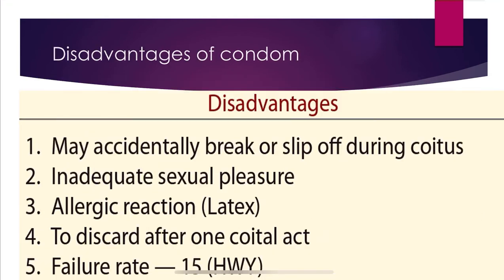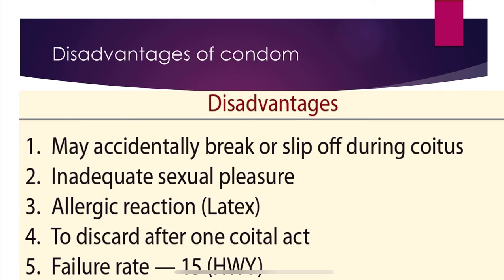Now let us move on to the disadvantages of condoms. They may accidentally break or slip off during the coitus. So these condoms can break accidentally, resulting in unwanted pregnancies. They also slip off during the coitus. Inadequate sexual pleasure, allergic reaction. I told you few men will be allergic to latex rubber, so they go to polyurethane condoms. Allergic reaction can be seen. To discard after one coital act. So it's not reusable. Condoms have to be disposed of after each coital act. Failure rate is 15%.